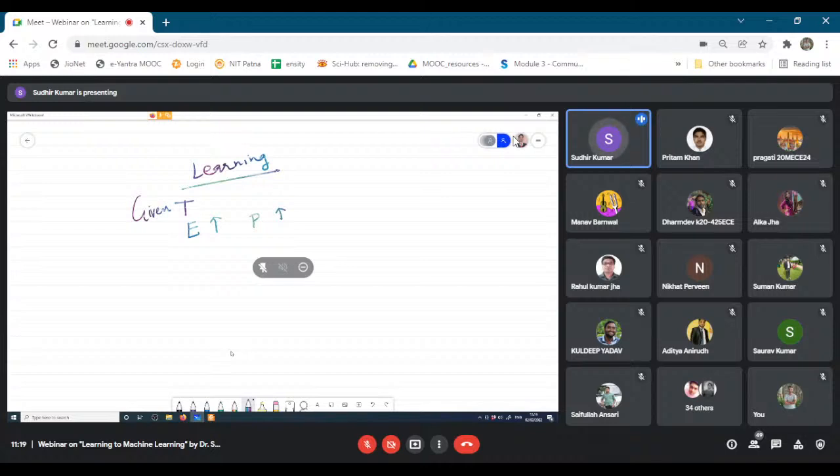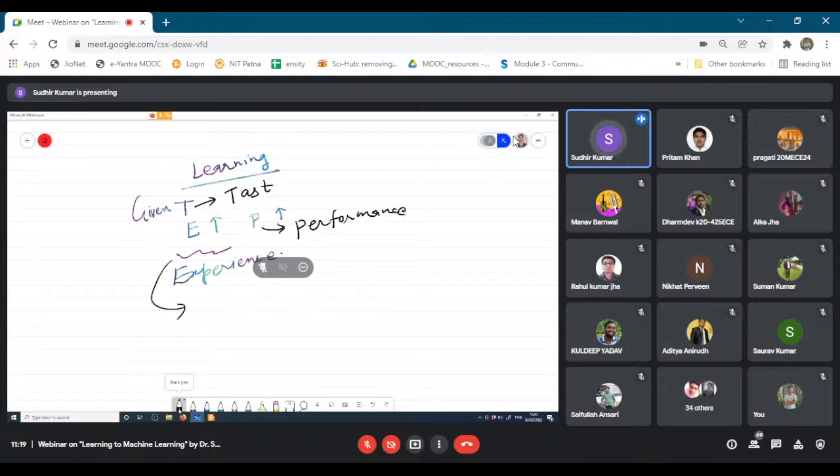Now the question is, what is E? How to get E? E is the experience, as I already said. This is the experience, okay? And the T is the task. This is your task. And the P was performance, you already know. So you can get this experience, obviously, by showing the different examples, and based on seeing the different examples, their experience becomes more and more.